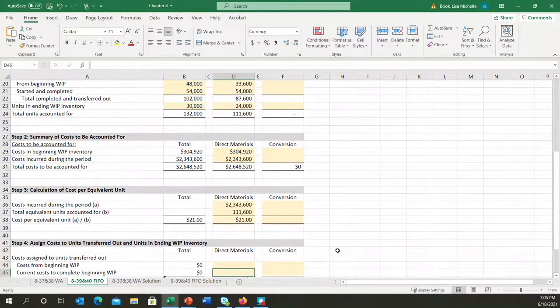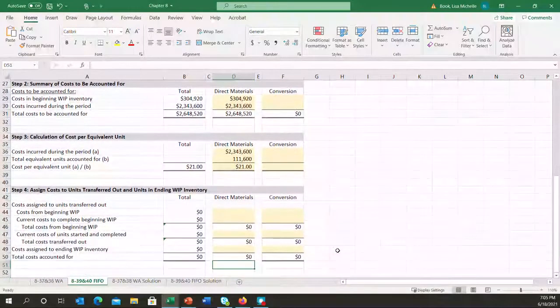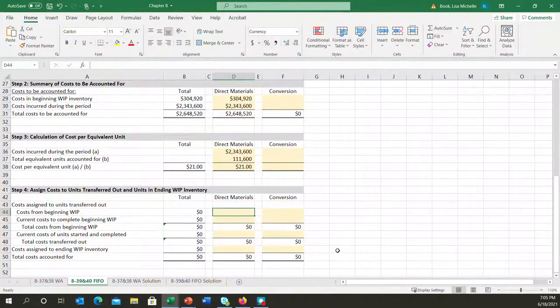So now, final step. We are almost in the home stretch, I promise, is to go ahead and assign this. And again, you may look at this and go, this looks really scary. It is more detailed than our weighted average because of the layering. Now, the first step is easy. I'm just going to say of the cost transferred out, again, we make the assumption that our units transferred out first come from that beginning inventory. I'm just going to go back up and pull what was that cost in beginning inventory. It was $304,920. That's going to be part of the cost transferred out.